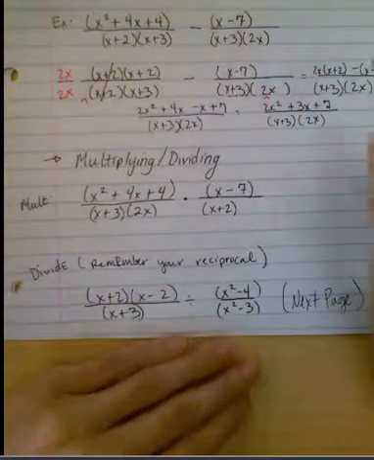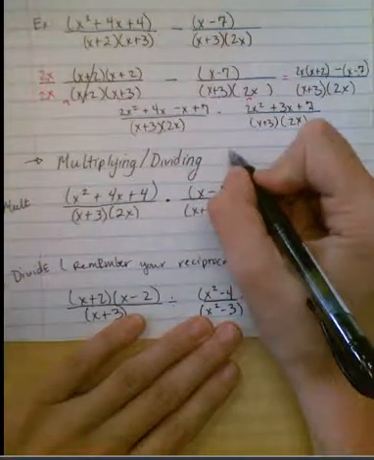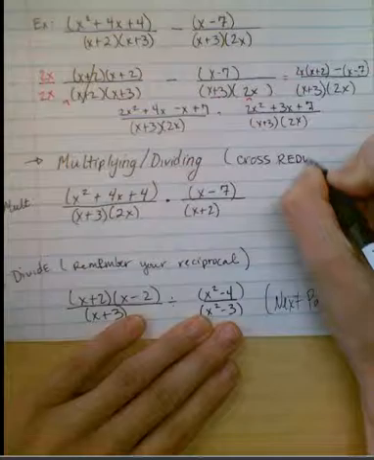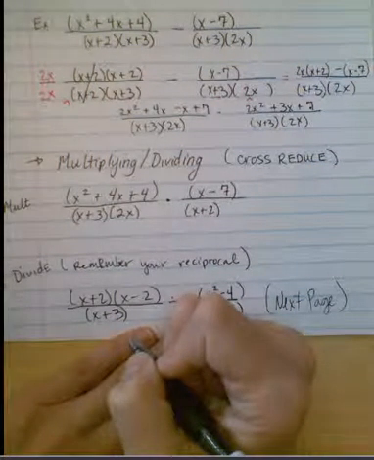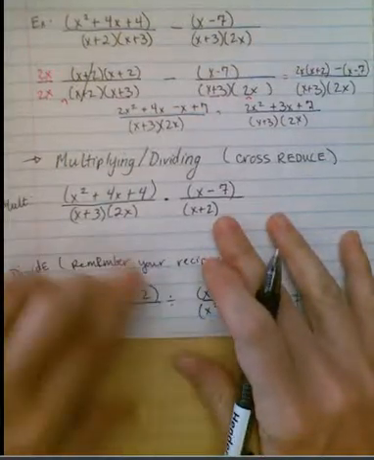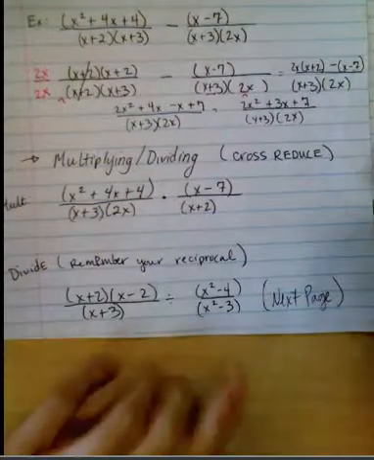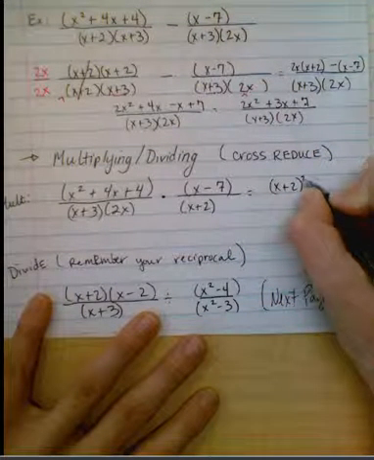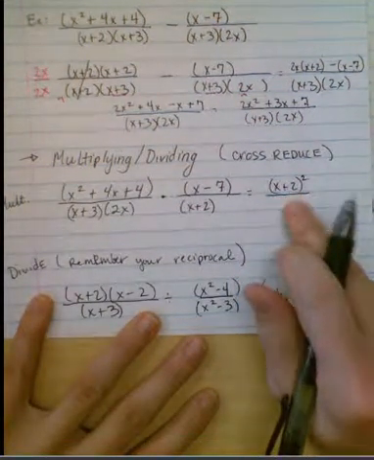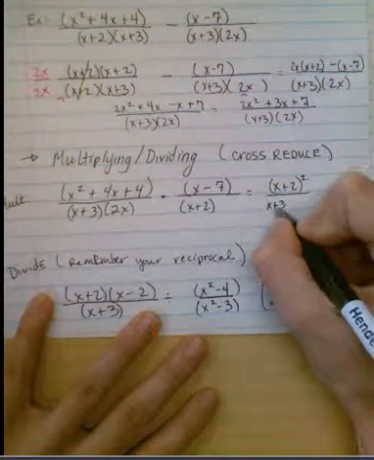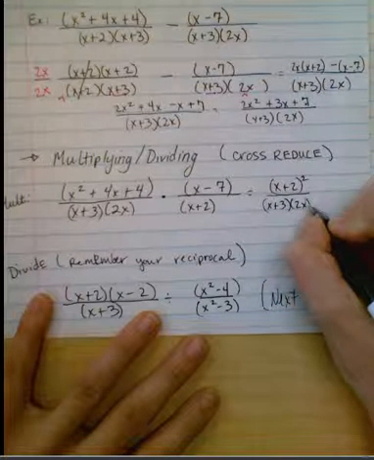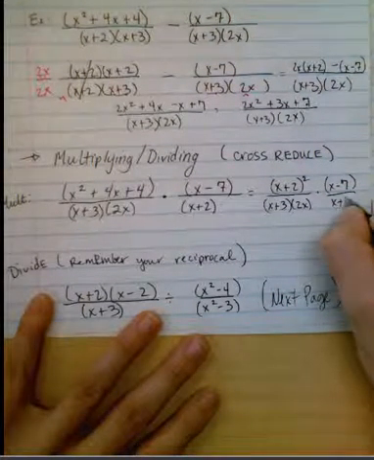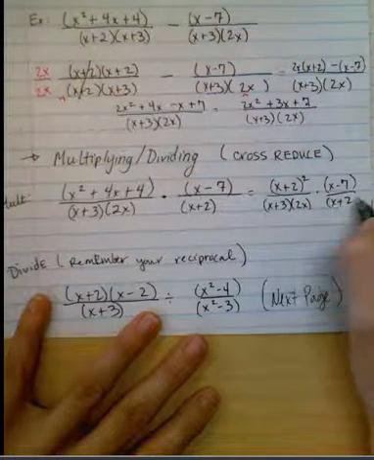Multiplying and dividing. What do we need to remember about multiplying and dividing to make our lives easier? Cross reduce. And again, factor so that you can see if you can cross reduce. I even used the same problem as before. This is x plus 2 times x plus 2, which can be written as x plus 2 squared over x plus 3 times 2x, times x minus 7 over x plus 2. It's just a tiny bit different in the denominator than the last problem.